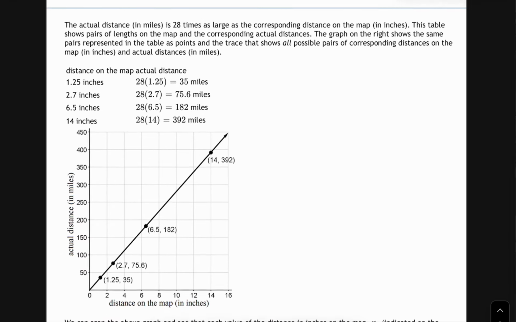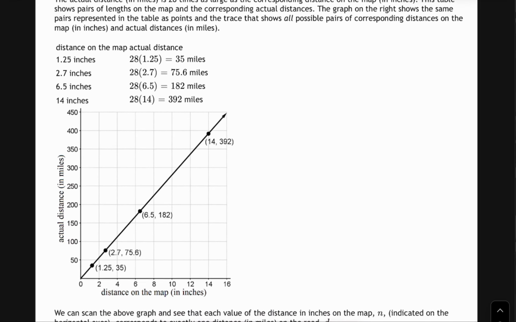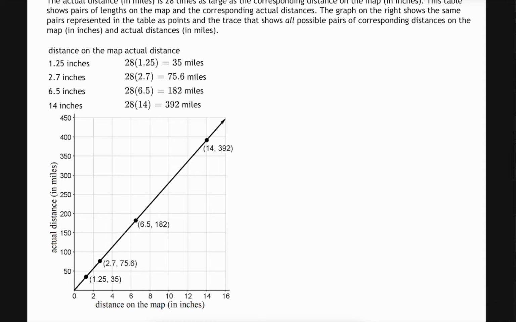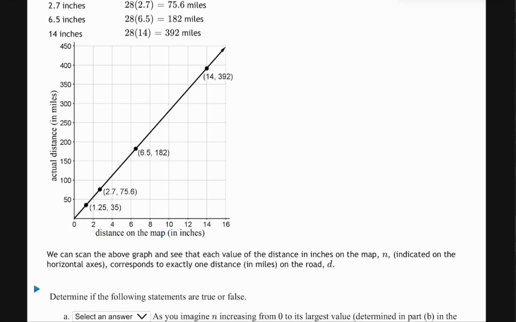All right, let's take a look at this one. It says in the graph here, they've shown that it's 28 times larger on the corresponding distance on the map. And you can use that type of relationship. See how here it is the distance on the map in inches, and this is 28 times larger. So if you do 1.25 times 28, you get 35. Remember, our equation was this. Now, you might not use 28 on yours.